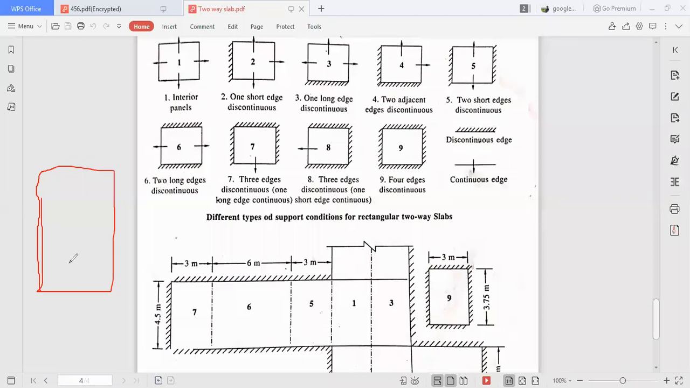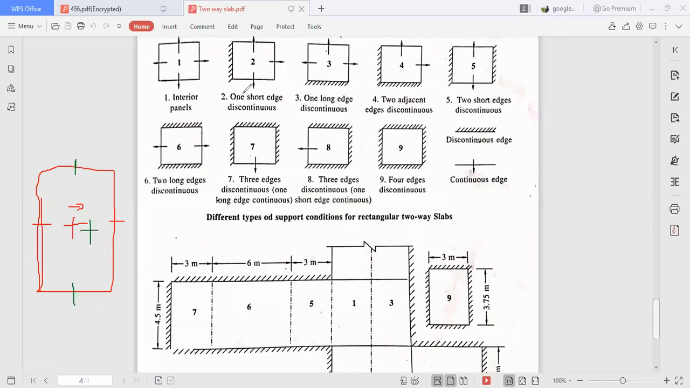Now what are the moments required for us? Along x, positive. Along x, here you will get negative, and here you will get negative. And along y, let me draw with a green color. Along y, negative. Along y, positive. Along y, negative. These are the four moments we need. Moment formula is the same: alpha into w into Lx square. Just the alpha values we have to find out.